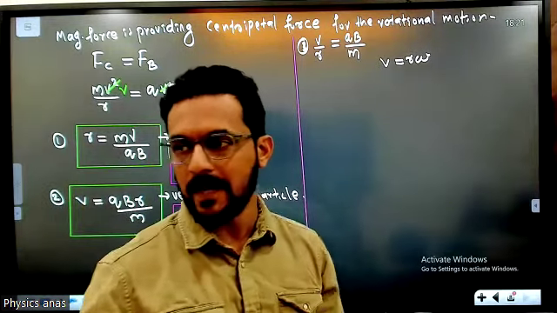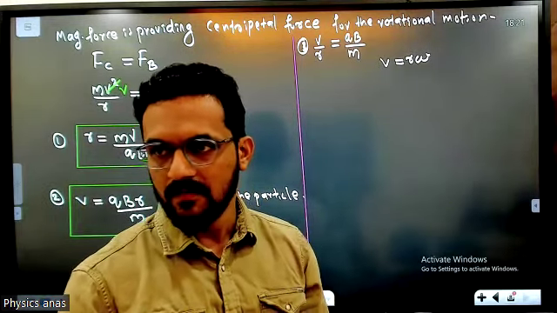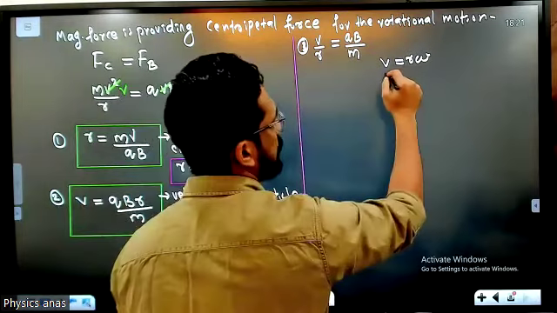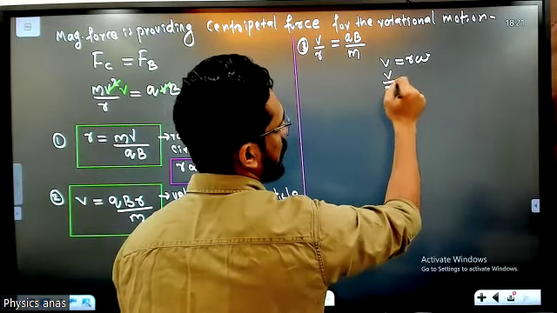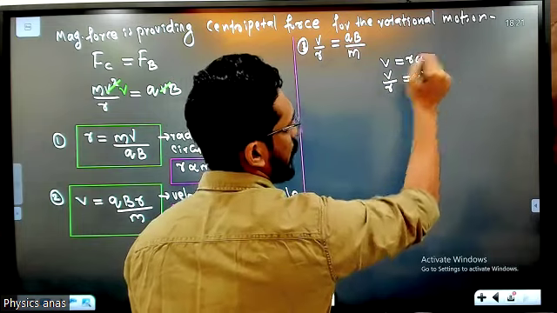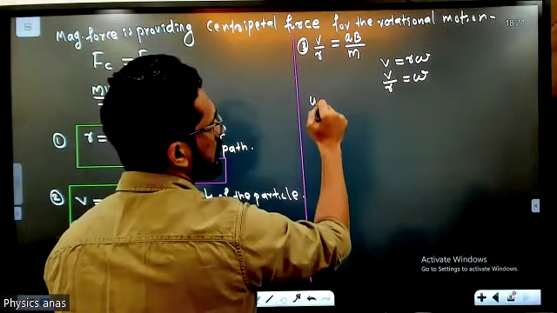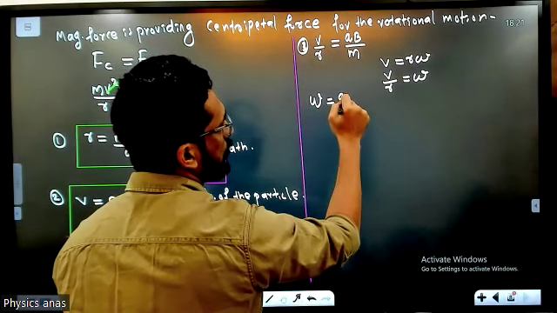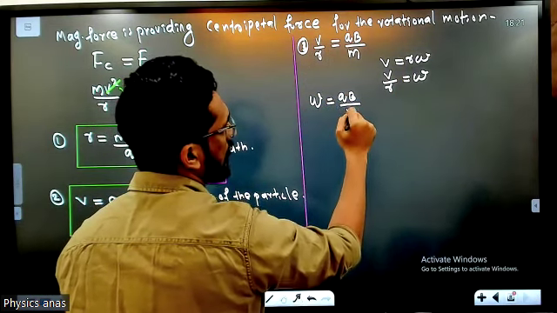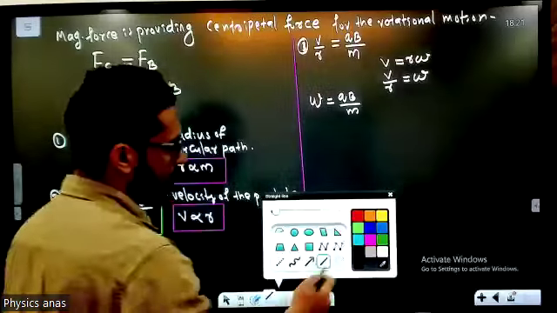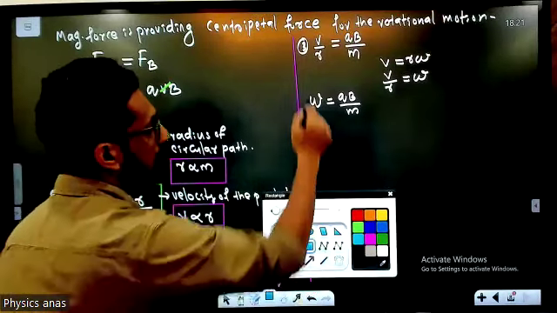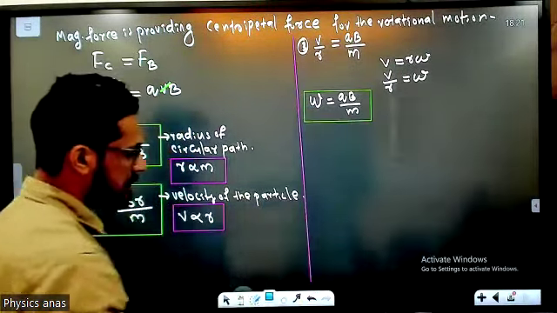Yeah, V is equal to r omega. Then what is V by r? V by r will be omega. So omega is equal to QB divided by M.